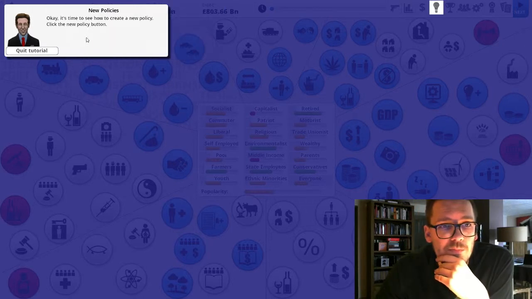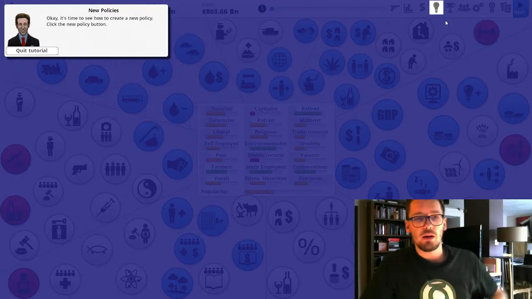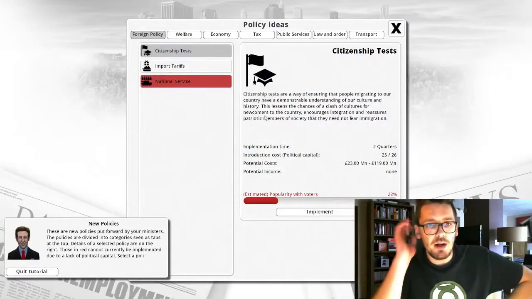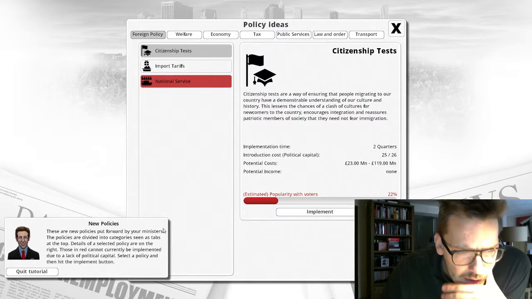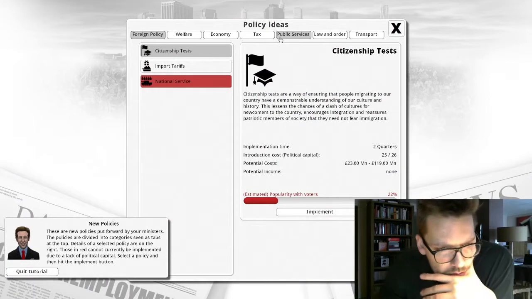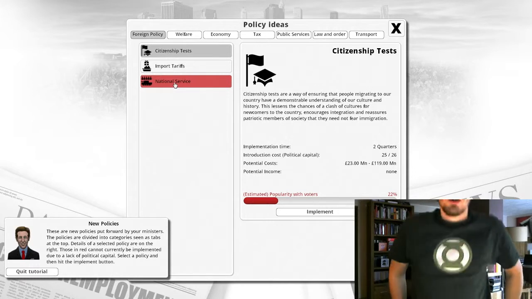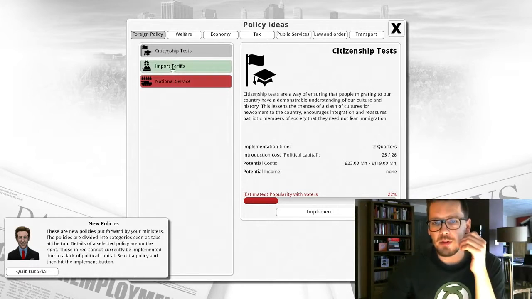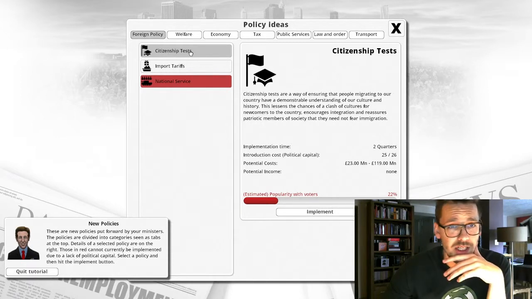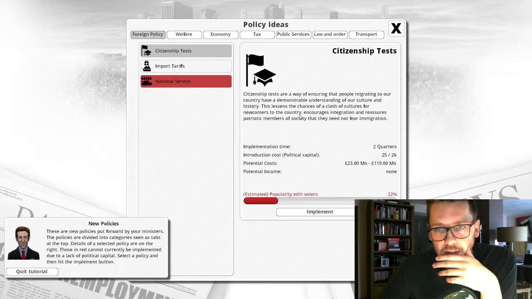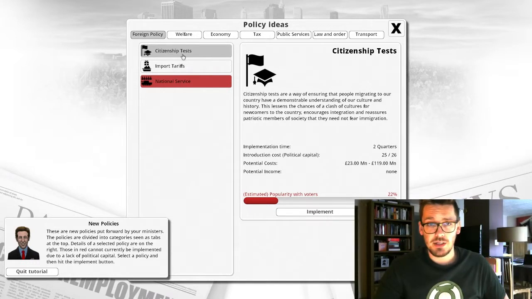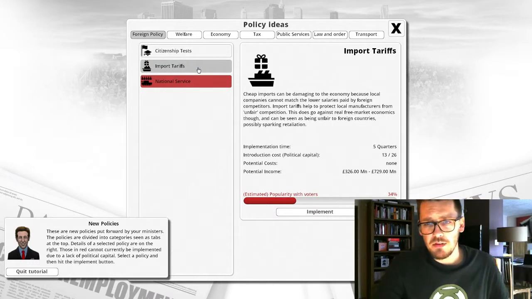So it's time to create a new policy. The bulb is how we make a policy. There are new policies put forward by your ministers, and they're divided into categories. Those in red cannot be implemented due to a lack of political capital. So, if I want to implement a citizenship test, then I can implement it, and it will cost me 25 to 26, which is all I have. Import tariffs.